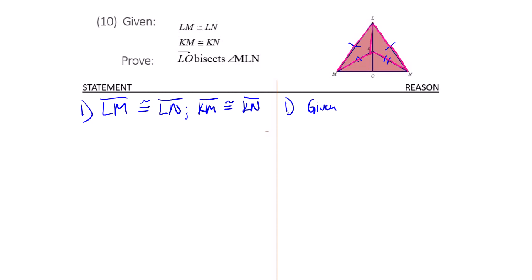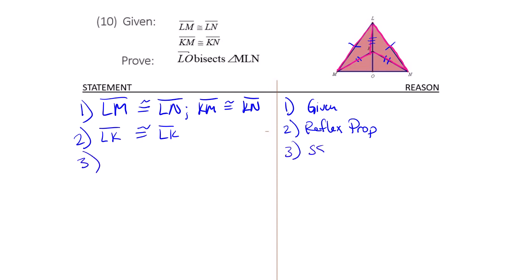So let's use the reflexive property next to say that LK is congruent to itself. So LK is congruent to KL or LK, and that's by the reflexive property. Okay, and now that we say that, we have side, side, side, right? And so we can say that triangle LMK is congruent to triangle LNK.